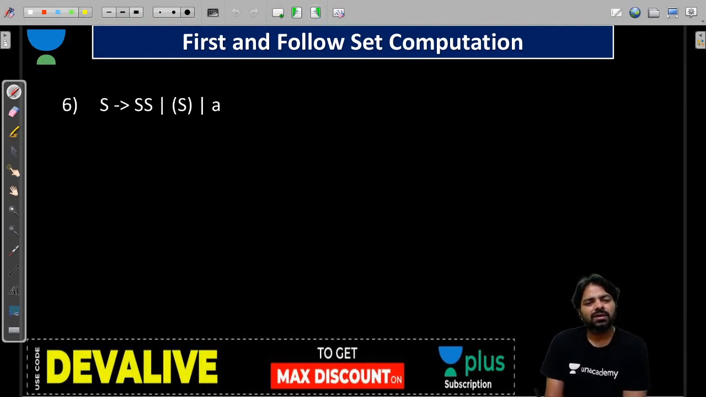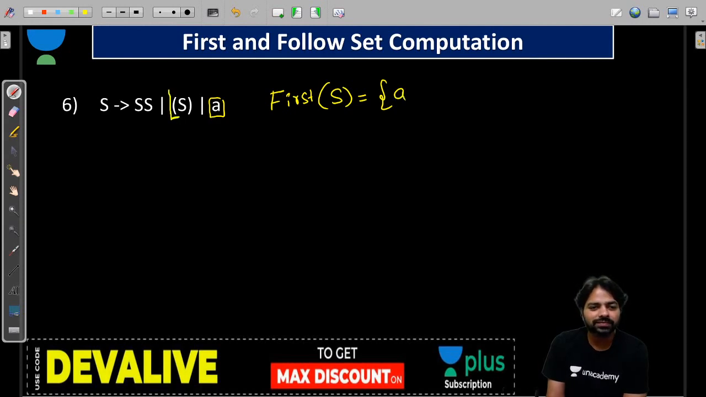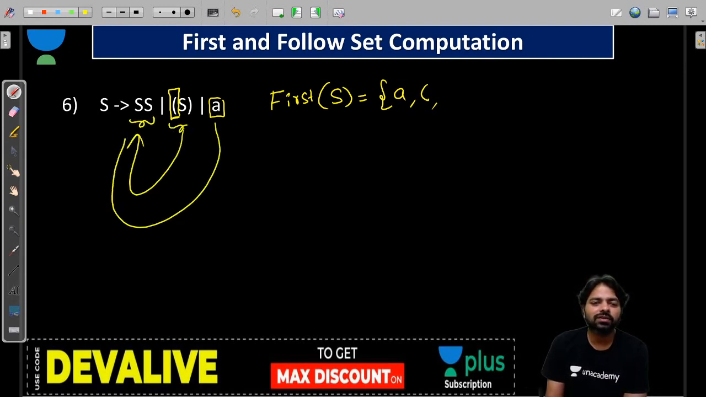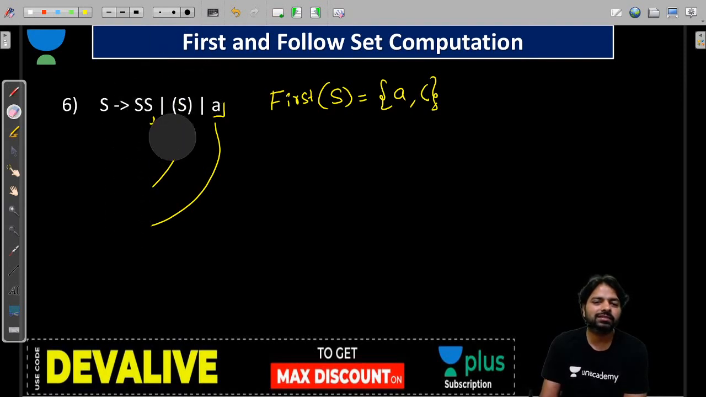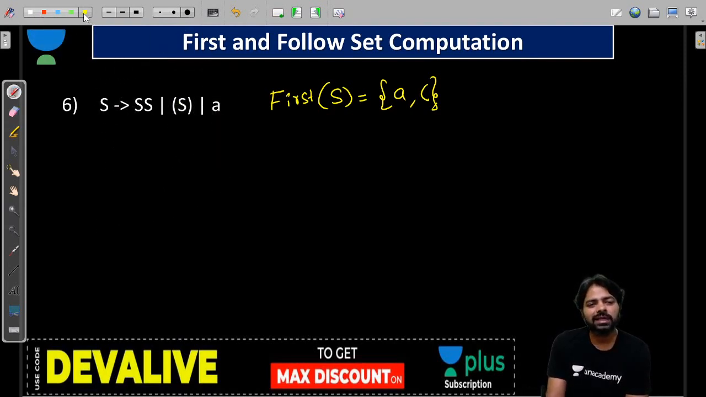Sixth. Now here only S is there. Very easy now. Now first of S. This will come, and open parenthesis will come, no doubt. And when you are talking about this, either this one will be substituted or this one will be substituted. Only these things are visible in the first position, no doubt. So that's all you will have in the first set. But I will tell you some other example. You will have sometimes more too. We'll see that. And follow of S.